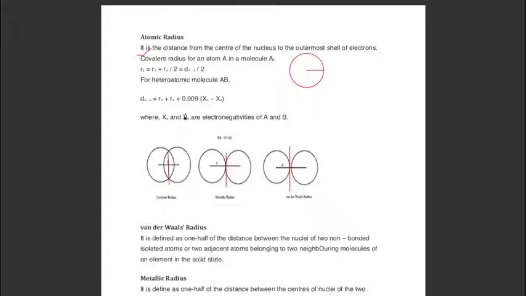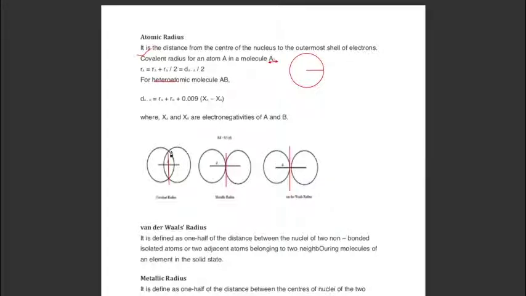Now if the molecule is of A2 type, meaning both atoms are of the same type, then the radius can be calculated by using this formula. It is half of the distance between the nuclei of two atoms. If our molecule is a heteroatomic molecule like AB, then the distance between the nuclei can be calculated by using this formula, and in this way we can calculate the radius.